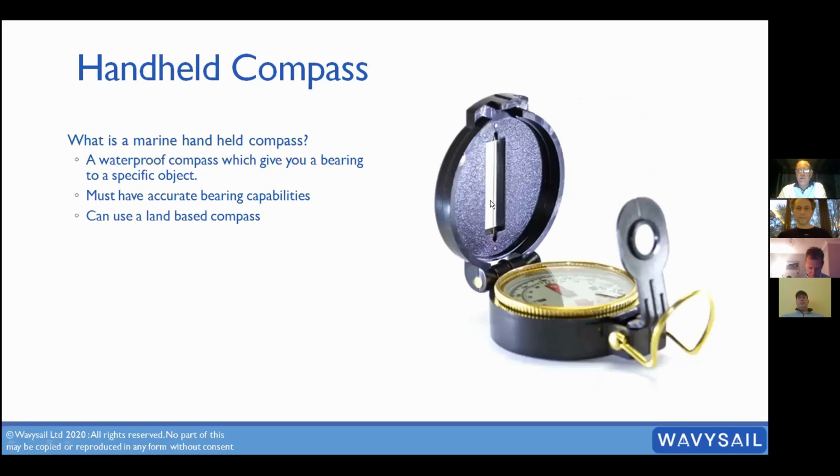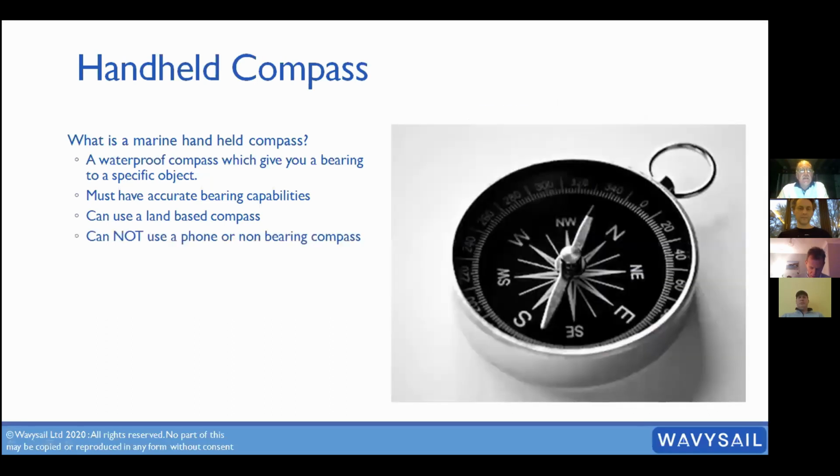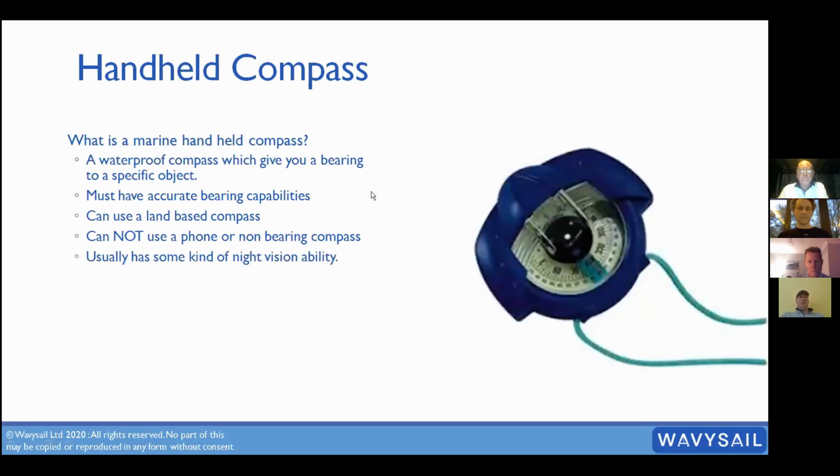Land-based compasses, this one you can use because you see it's got an accurate line here. I can tell you from experience, they rust and fall to pieces in about half an hour. They're fairly useless. This sort of thing you can't use because you can't get an accurate bearing on it. It doesn't have that nice line. Your phone may have a compass on it, but you can't line it up accurately. You need to be able to get that accurate reading, so you need something like this.